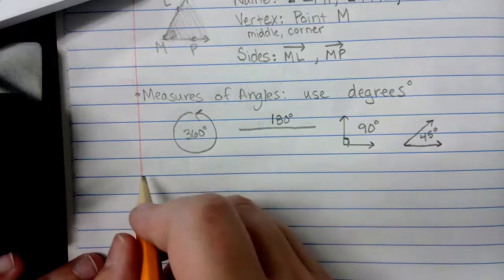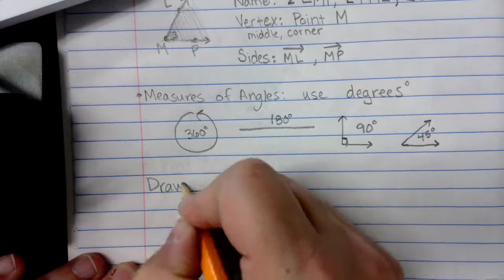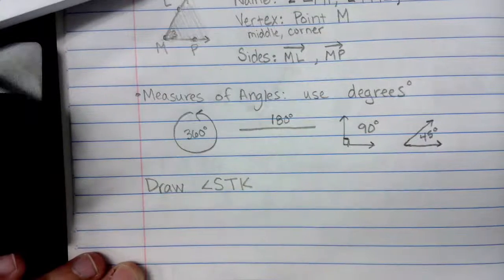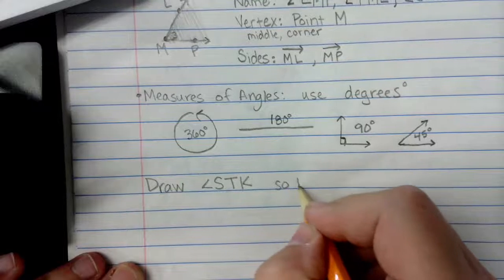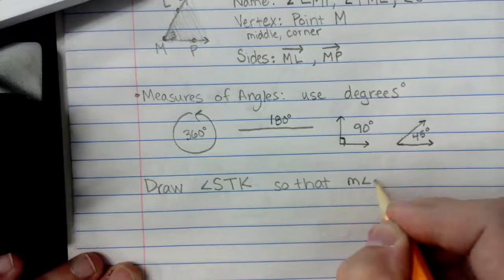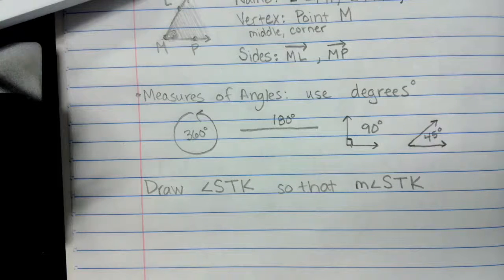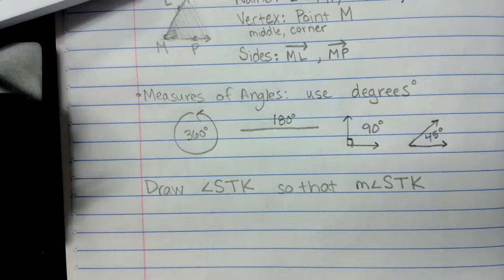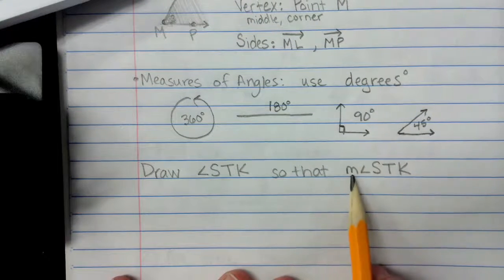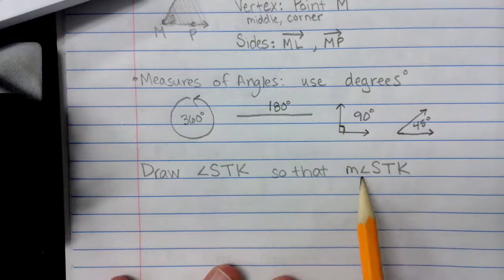Alright, if we had a problem here that said draw angle STK, and then there's going to be an M angle STK. What do you think the M before the angle might stand for? This is going to stand for measure. It's the way that we measure it. We're going to say measure of angle STK.